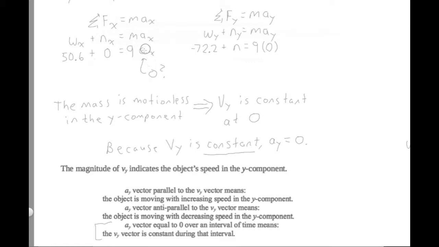Could we plug in 0 for a sub x? Absolutely not, because the object is certainly not motionless in the x component, and there's no reason to think that the object is moving with constant speed in the x component. There's no reason to think that a sub x is 0. That's a great example of how you have to think about the components separately. Our analysis for a sub x is completely separate from our analysis for a sub y.